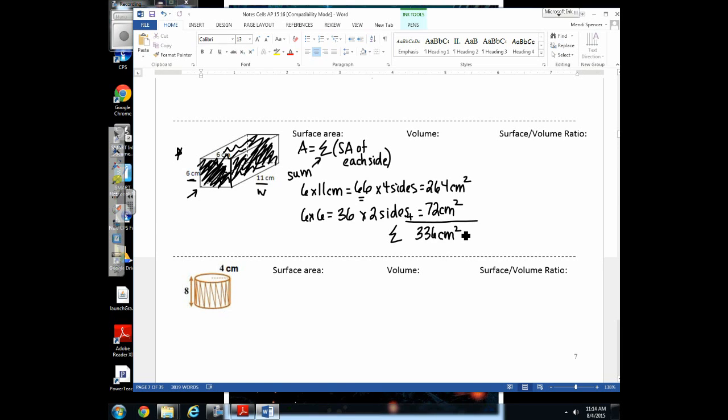I didn't leave much room for volume here, but it's an easy calculation. Volume is length times width times height. So we have 6 times 6 times 11, which gives us 396 centimeters cubed. So let's take 336 centimeters squared divided by 396 centimeters cubed, and that gives us a surface to volume ratio of 0.85 centimeters squared over centimeters cubed.